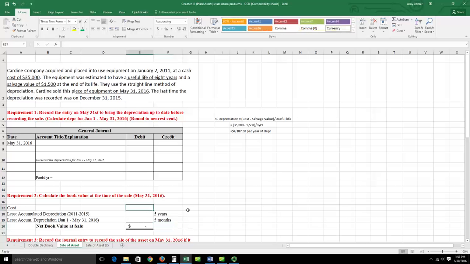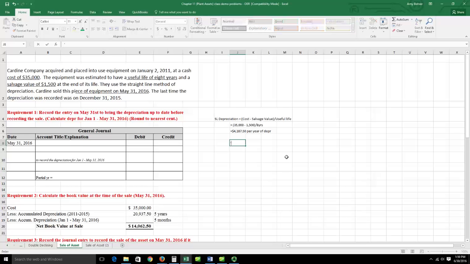So we now also have depreciated for 5 months more. My cost is still $35,000, and my depreciation for each year is still $4,187.50. I can take that $4,187.50 and multiply it times 5 years, because I would have debited depreciation expense and credited accumulated depreciation for each of those 5 years. So my accumulated depreciation at December 31st, 2015 would have been $20,937.50. However, I owned it for 5 more months, so I need to figure out what my depreciation is per month and then multiply that times 5 months. I'm going to do that calculation over here.